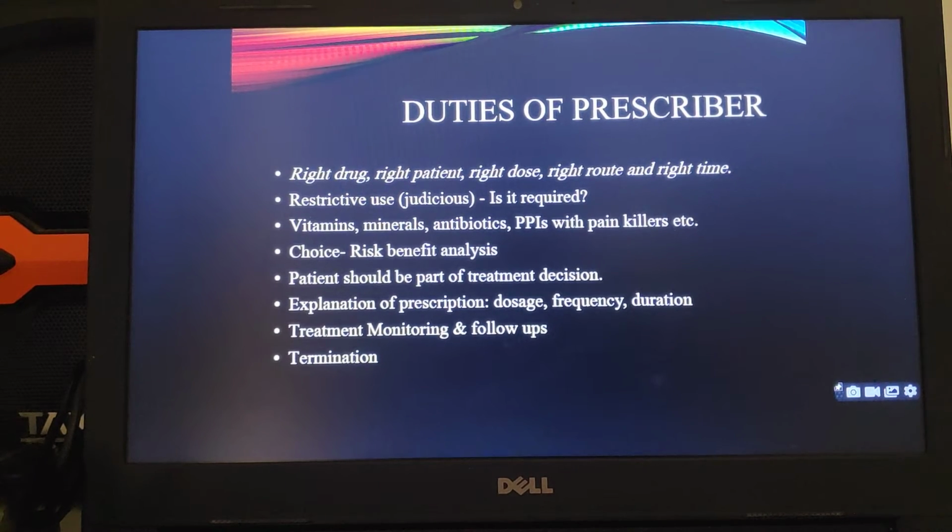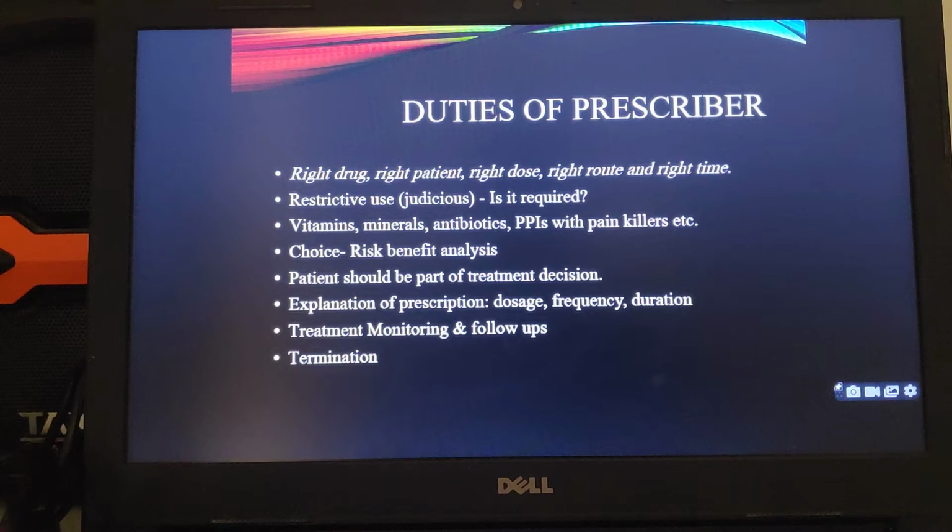The patient should also be a part of the treatment decision. The patient should be told about the drug's side effects and its benefits, and other aspects in simple terms, so that he knows whether this treatment is suitable for him or not.